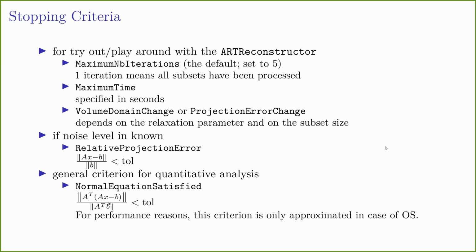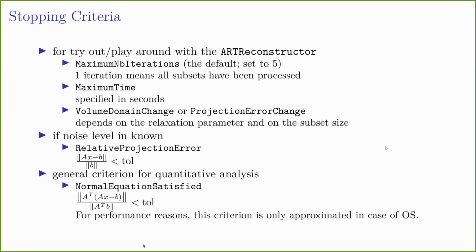Or we could of course compute this norm here, but for performance reasons, it uses the information of the volume differences. It's quite similar to this one, and computes indirectly this quantity here. So you should not expect to have a completely accurate number for the normal equation ratio here.